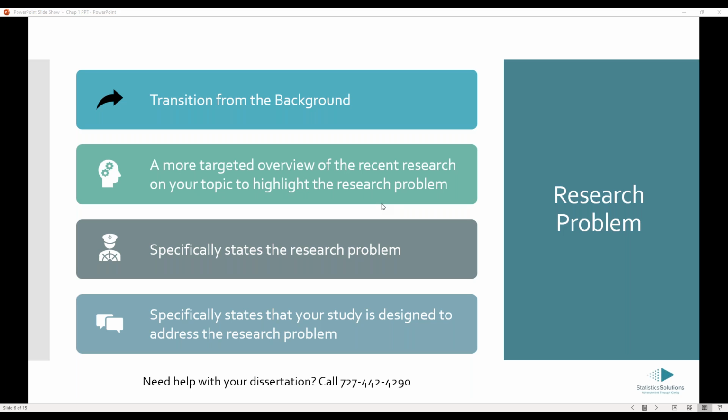In other words, we can come out and say, we need research on blank, or whatever it is that you're conducting your study on. Okay, and it states that your study is specifically designed to address the research problem.